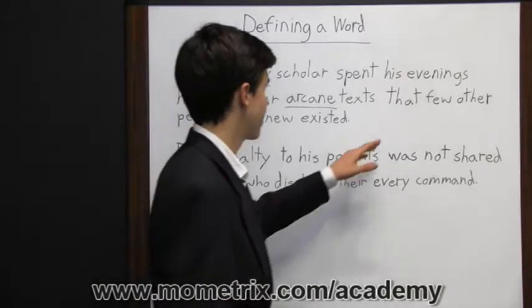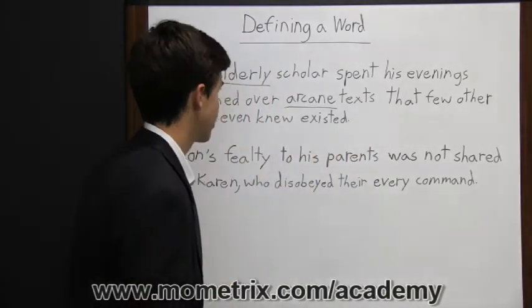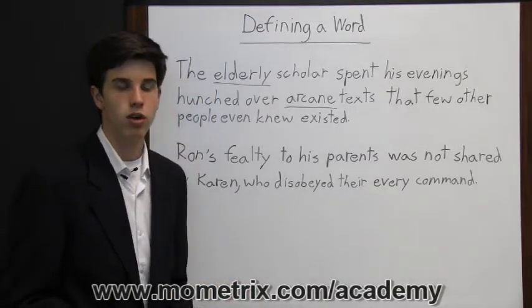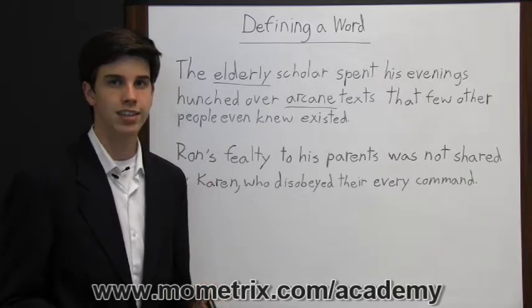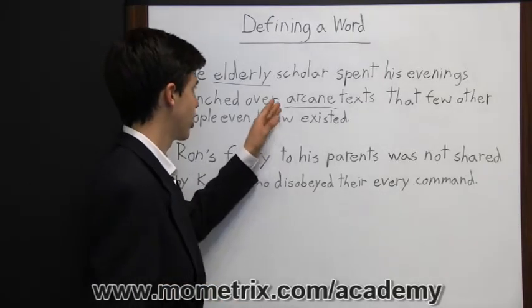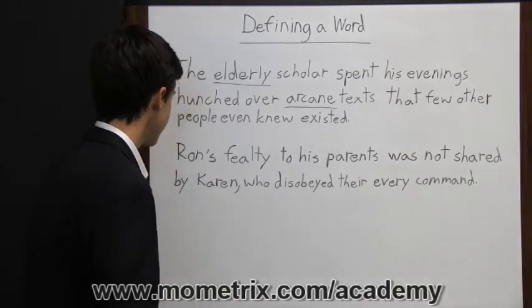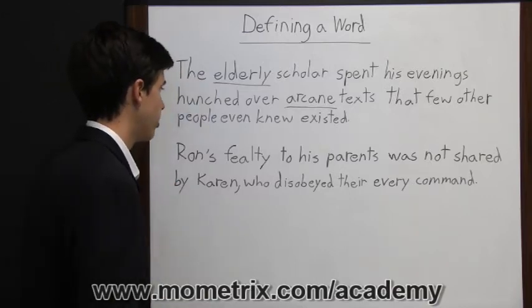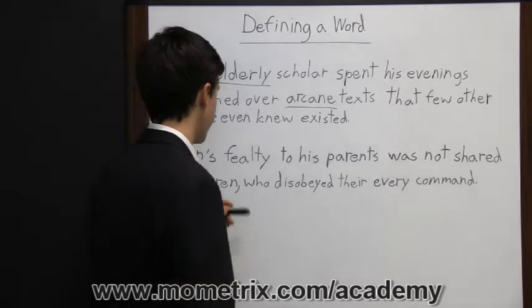And then we also see that it says that few other people even knew existed. So that means it's something rare or something that only a few people would know about. So here we have easily and quickly determined the definition of arcane. This next sentence says, "Ron's fealty to his parents was not shared by Karen, who disobeyed their every command."